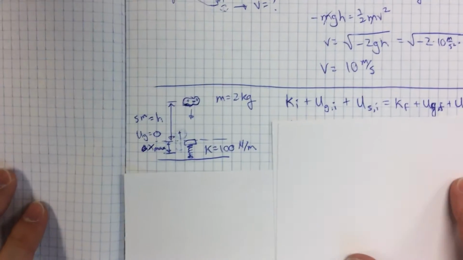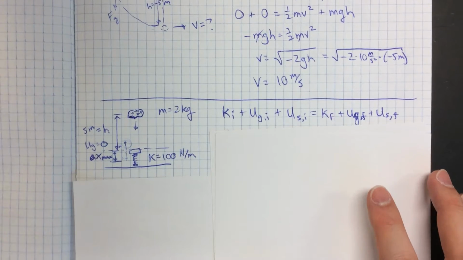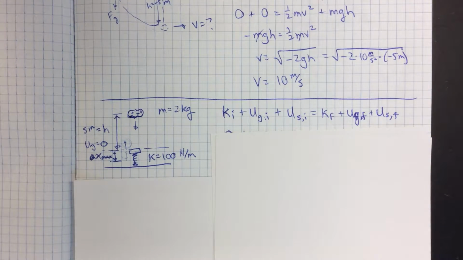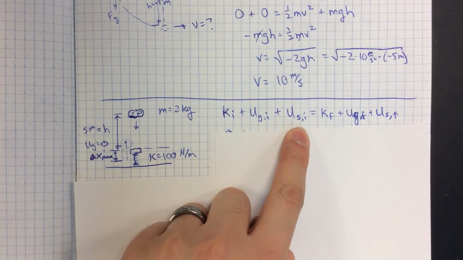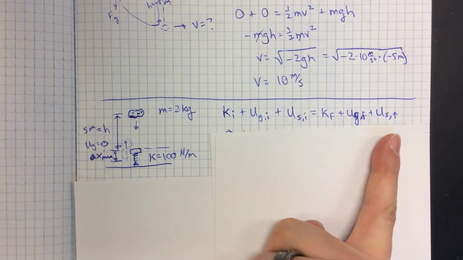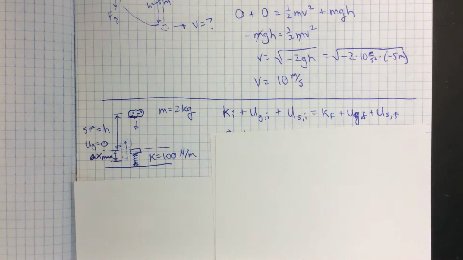So we can write a conservation of energy statement, right? The initial energies are equal to the final energies. It's just this time we also have the spring. Spring initial, spring final. For Newton meters, the units would be joules. Everything here should be joules.